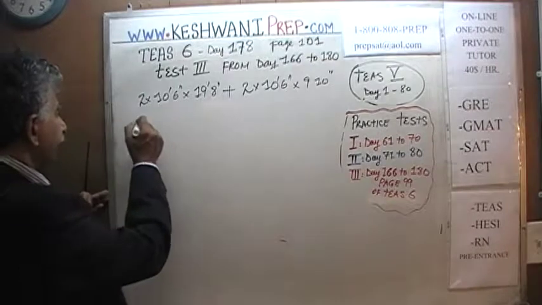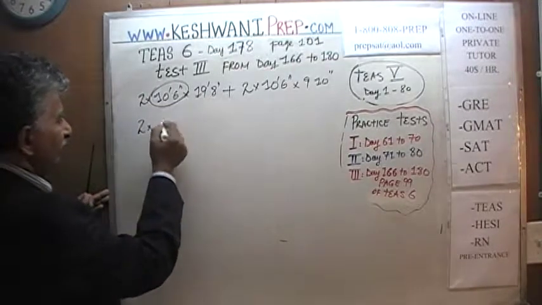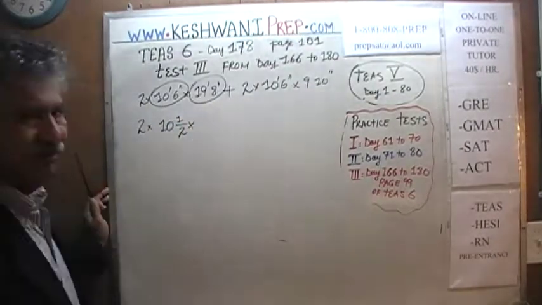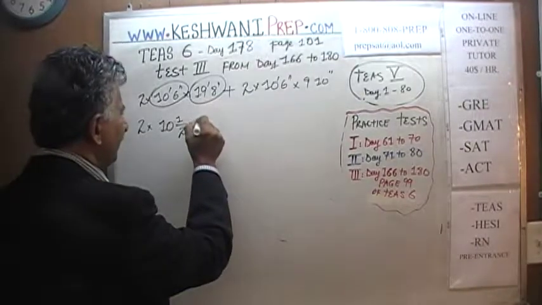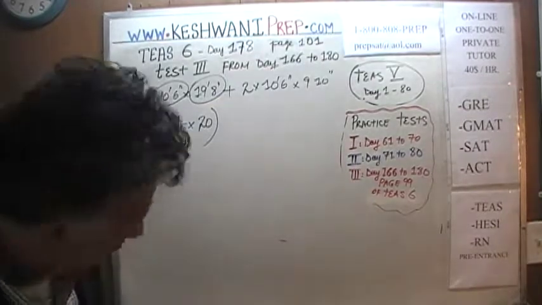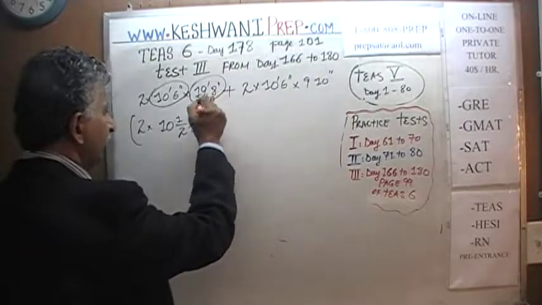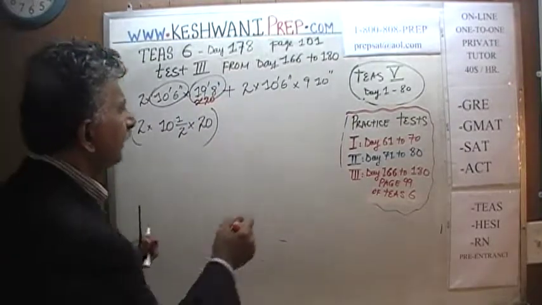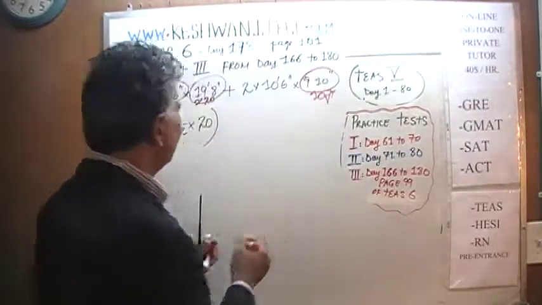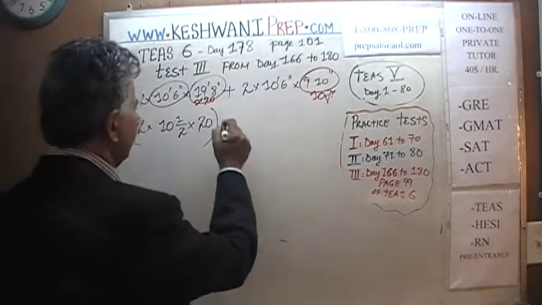So here we go. 2 times, well, this is not an estimation, this is exact, because 10 feet 6 inches is 10 and a half, times 19 feet and 8 inches, I'm just going to pretend it's 20 feet. So in other words, we're approximating, we're going to be off by 4 inches, that's okay. And similarly here, you can approximate 9 feet and 10 inches as 10 feet. It's going to be a pretty ugly calculation otherwise.